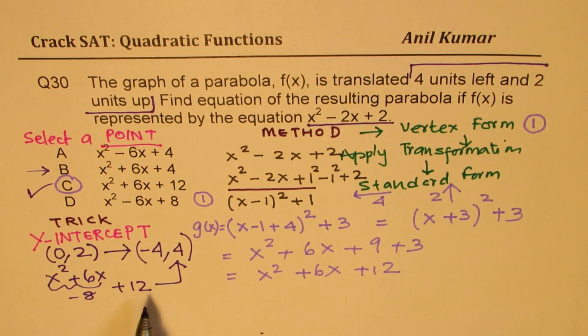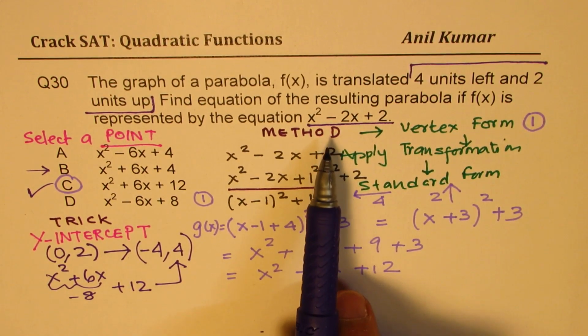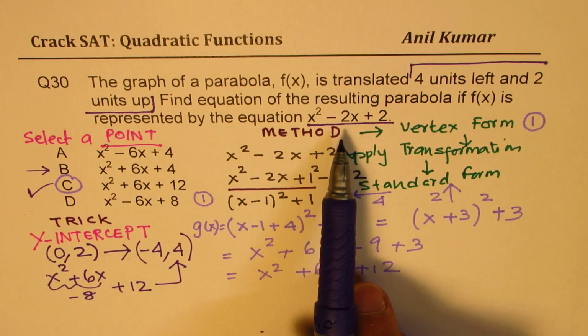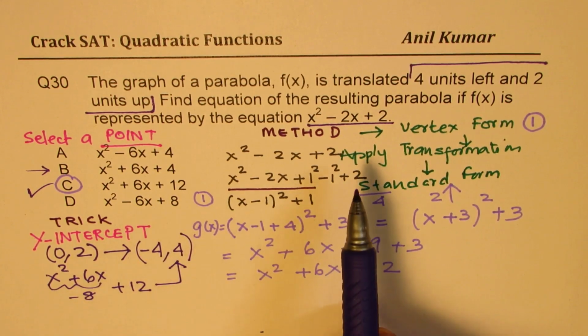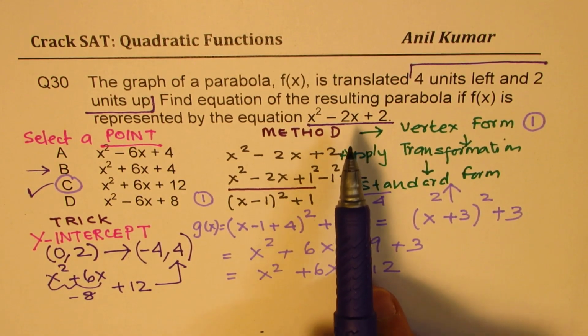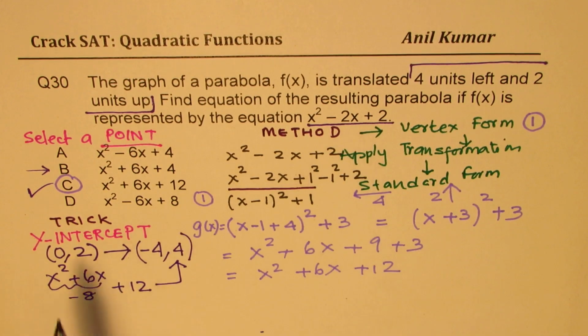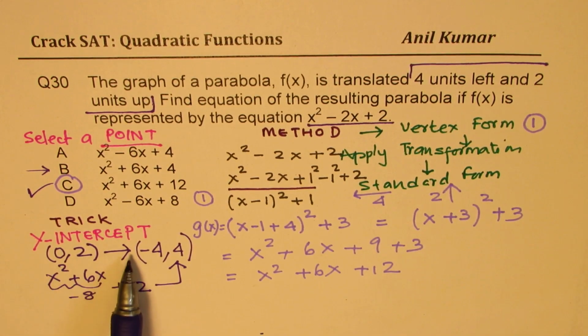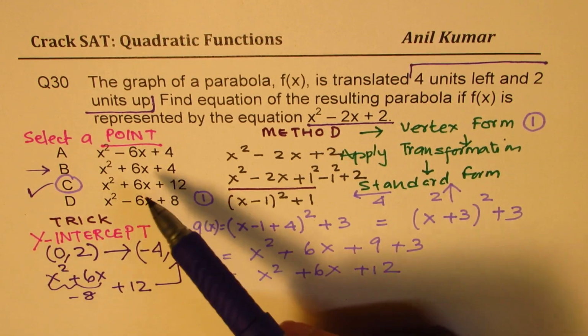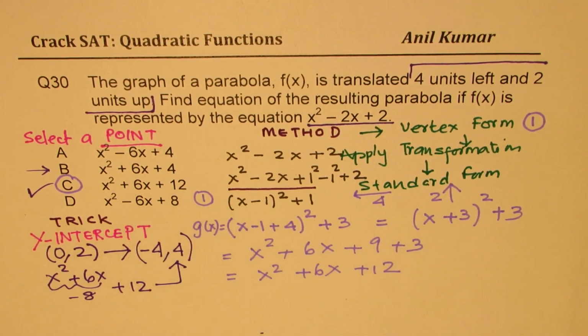So I would like you to practice with this method. If you are given a transformed function, select a point. Normally, x and y intercepts are the best points. In this case, the y-intercept is very easy to choose, 0, 2. Apply the transformations, and in the given solutions, just check for it, as we did. So within a few seconds, you get your solution. I hope that makes sense.